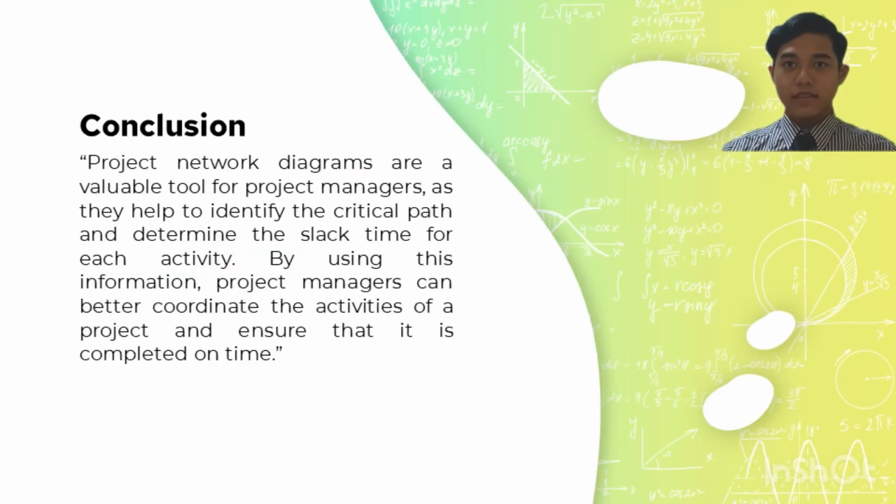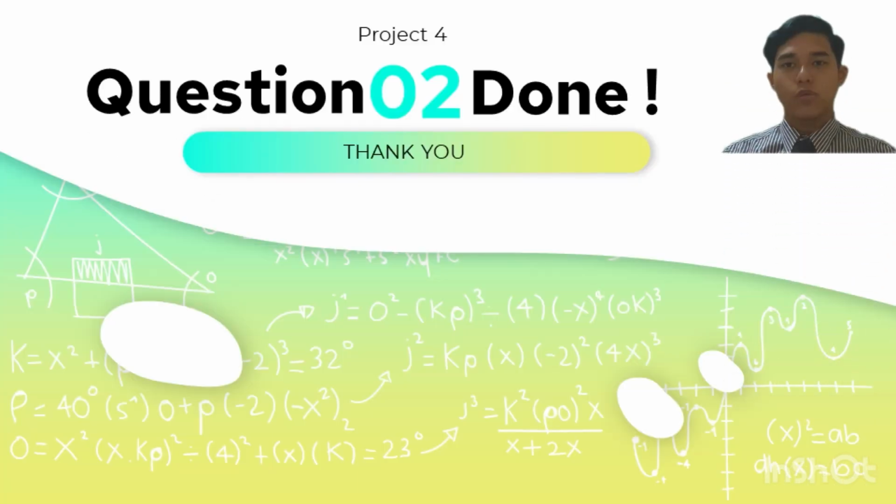In conclusion, project network diagrams are a valuable tool for project managers as they help to identify the critical path and determine the slack time for each activity. By using this information, project managers can better coordinate the activities of a project and ensure that it is completed on time. That's all from question 2.